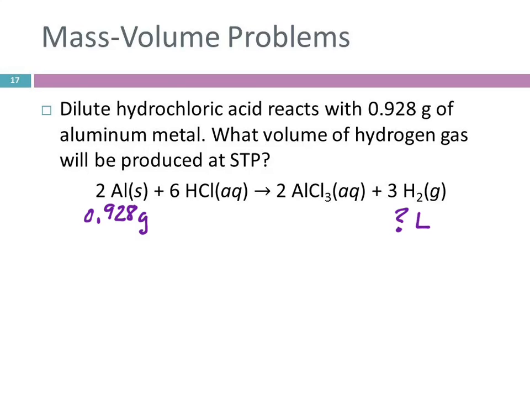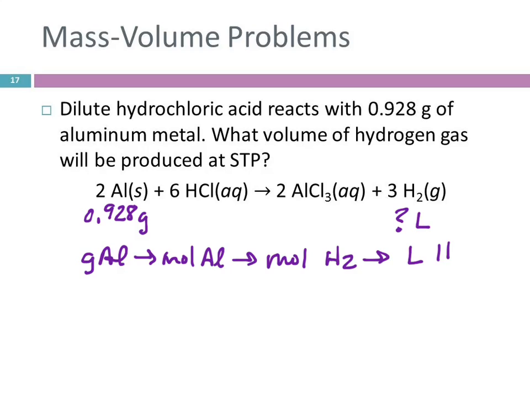It doesn't specify the unit, but liter is going to be the easiest. Liter is a unit of volume. So this is what we're trying to find out. This is what we're given. So then we write out the path. We're going to be grams of aluminum to moles of aluminum to moles of what? Moles of H2, and then liters of H2.